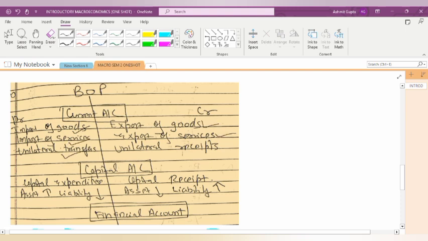In the current account, as usual, on the debit side we have the import of goods, which leads to outflow of foreign exchange, import of services, and unilateral transfers to abroad. On the credit side, we have export of goods, export of services, and unilateral receipts, and these all include the inflow of foreign exchange or foreign currency.